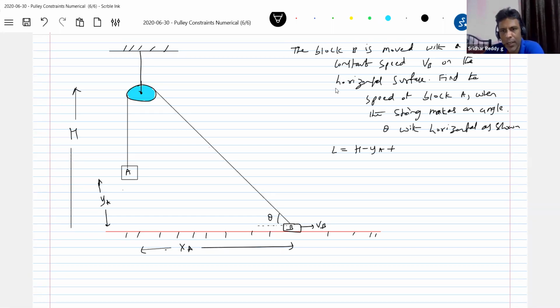plus root of XA square plus H square. Will agree? The length of the rope. And we know one thing. What is that? The length of the rope will be constant. So L, what is L?